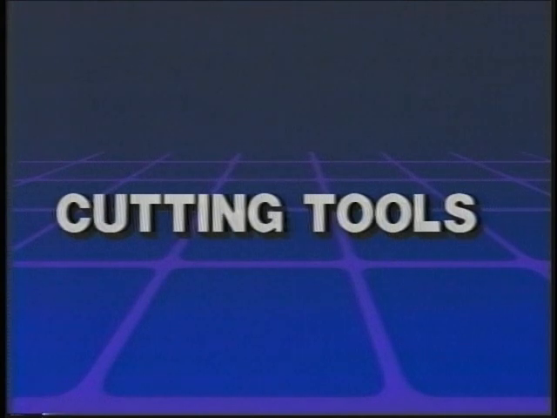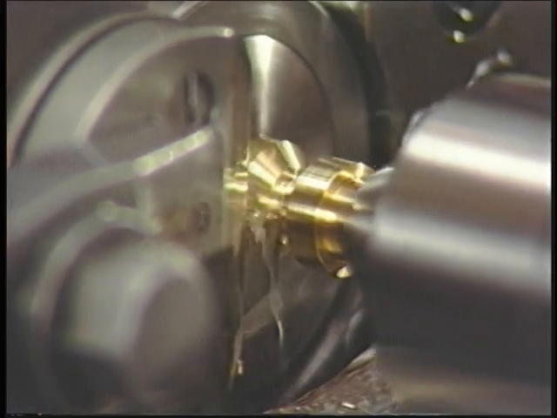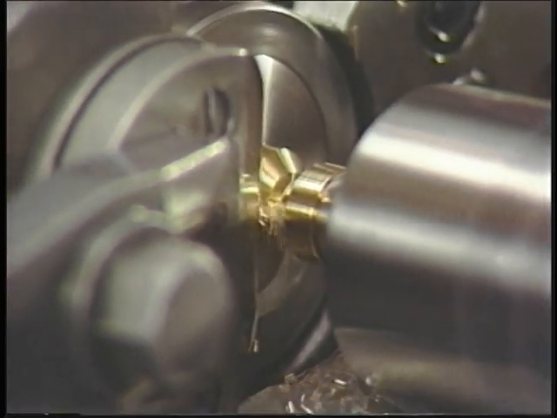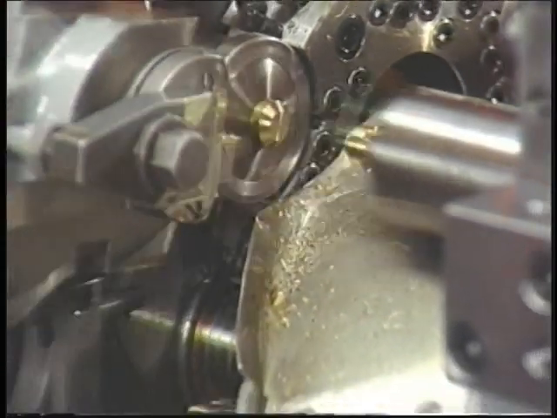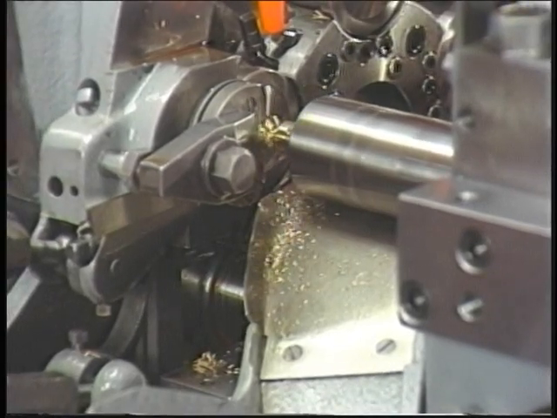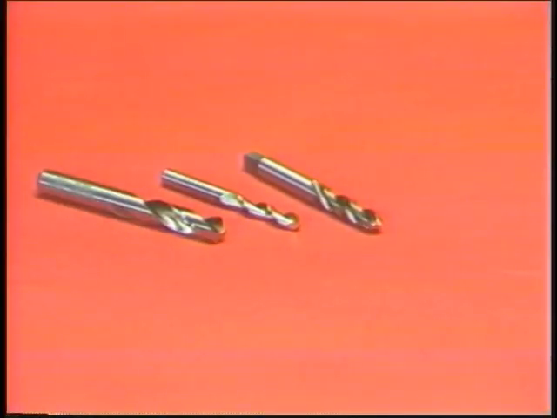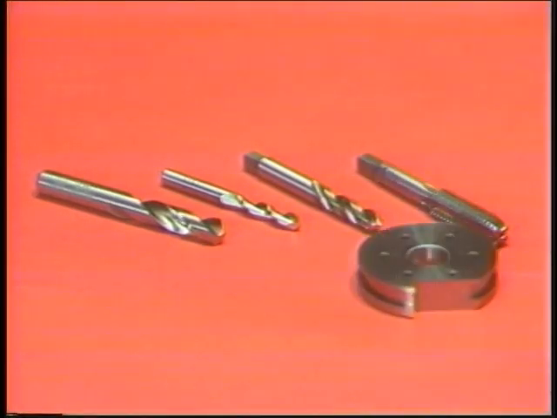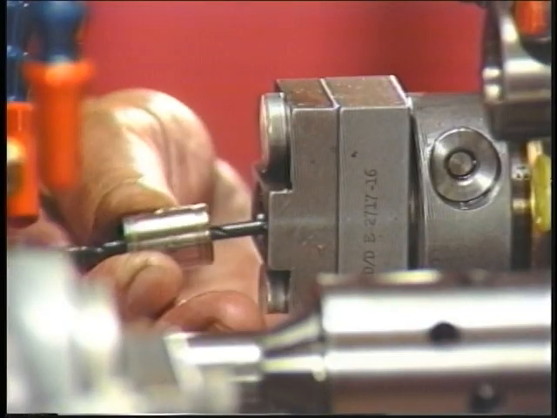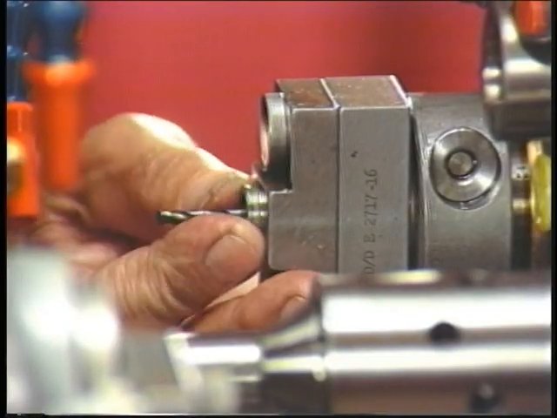Cutting tools. Cutting tools remove material from the stock in various ways and have different functions. Examples of cutting tools are drills, taps, form tools, cut-off tools, etc. The replacement or resharpening of these tools is called tooling.